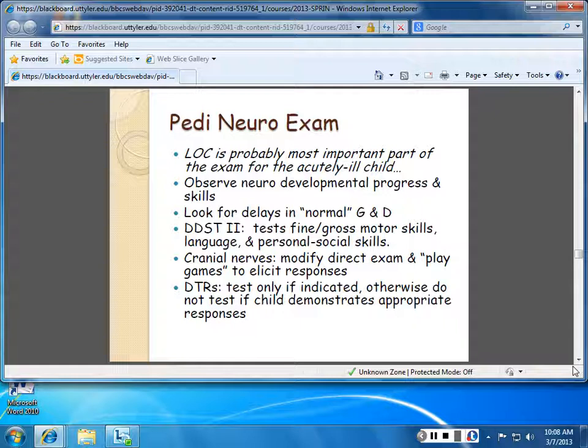When you're testing cranial nerves, you want to modify your exam and play with them. Again, you're going to be able to see a lot just by their actions and their play. Deep tendon reflexes, you only test if it's indicated. But if the child is demonstrating appropriate responses and activities, you don't have to bother with it.